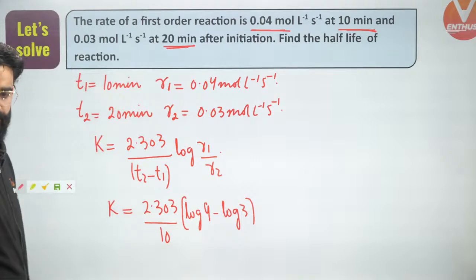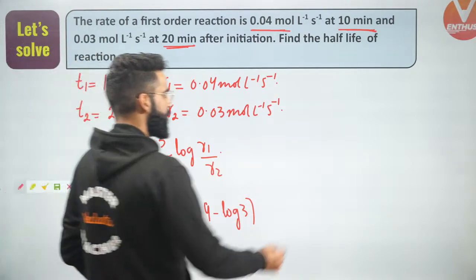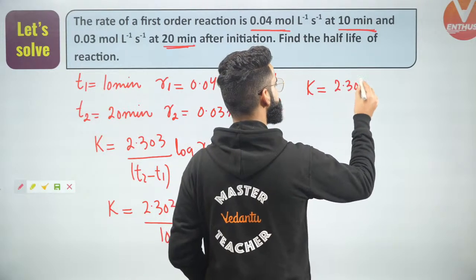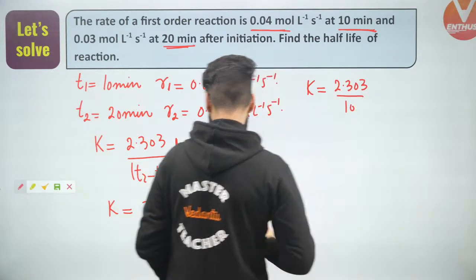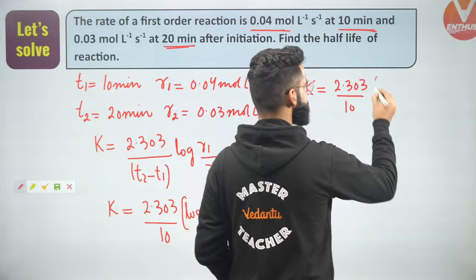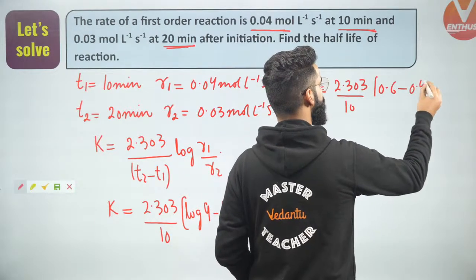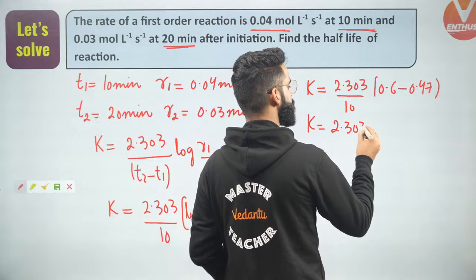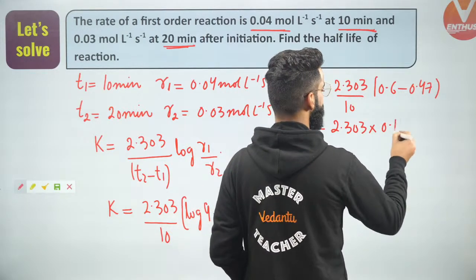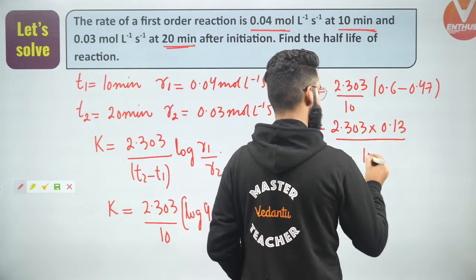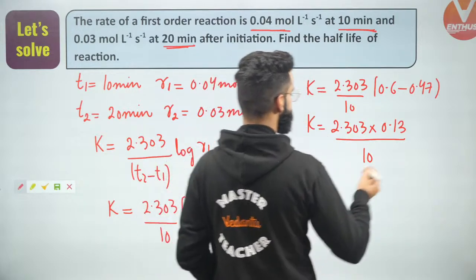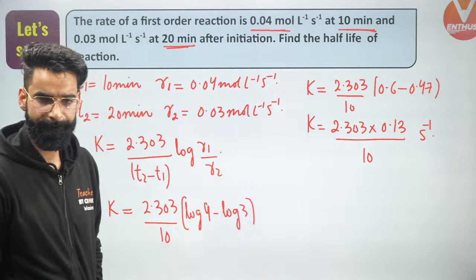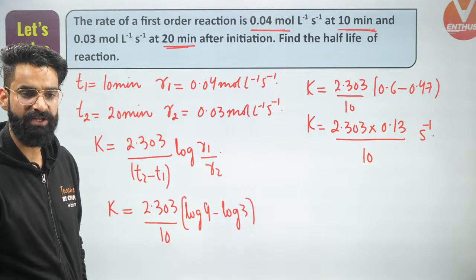So from this, I can get the value of K. The value of K is going to be 2.303 divided by 10, log of 4, as you all must know, that is 0.6, minus log of 3, which is 0.47. Now, can you get the value of K from here? It is going to be 2.303 multiplied by 0.13, divided by 10. Correct? And what are going to be its units? Second inverse. Correct? I got the value of K.